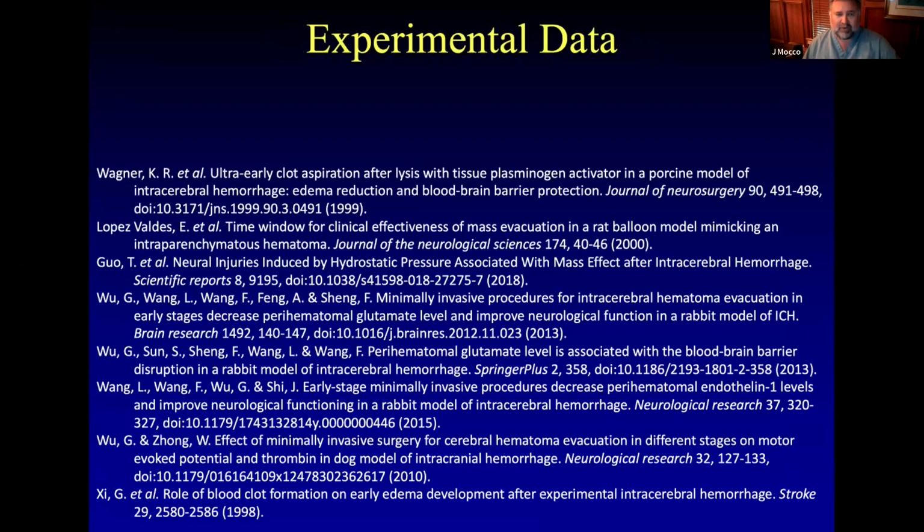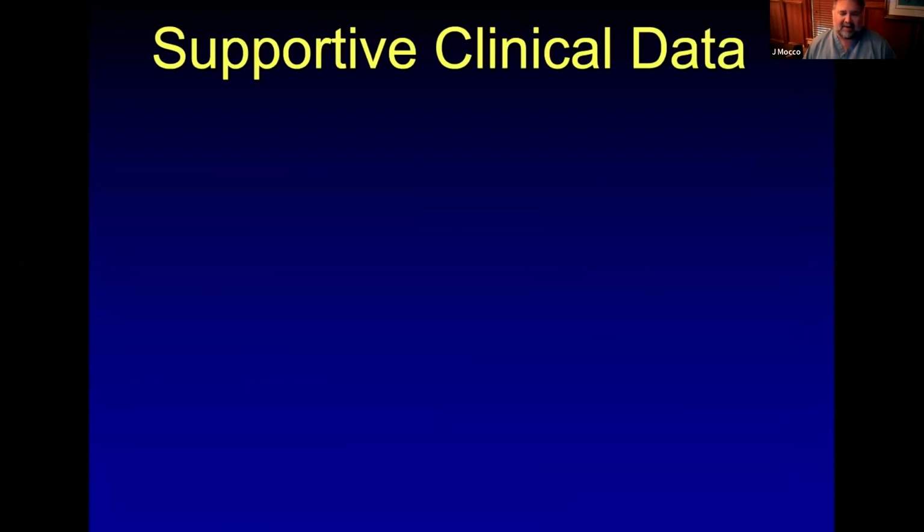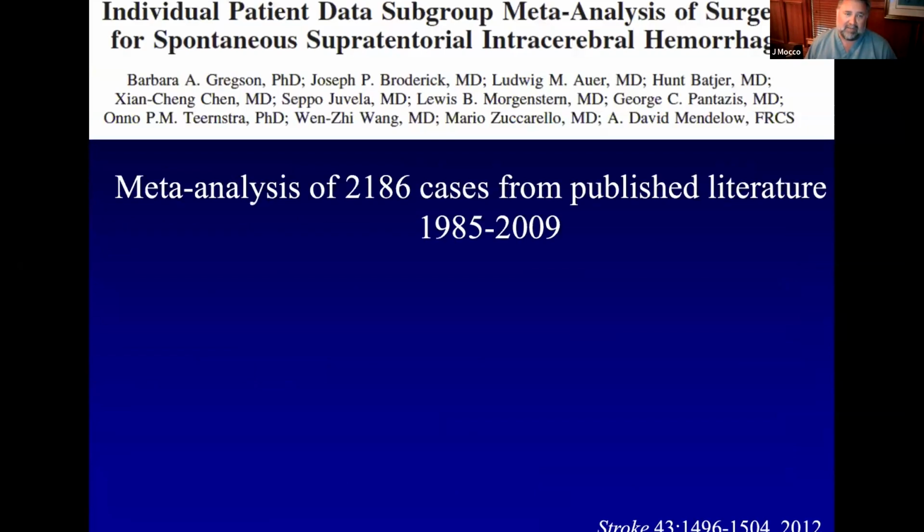So this is just a partial list. You can go look them up: brain research, neurologic research, the journal Stroke, all kinds of papers, Journal of Neurosurgery, that show that time matters in ICH models in animal data. Now, I understand you might roll your eyes a little bit at the animal data, but fundamentally, this proves mechanistically that this makes sense, a lot of sense. But I'm here to tell you that there's actually very, very supportive clinical data as well.